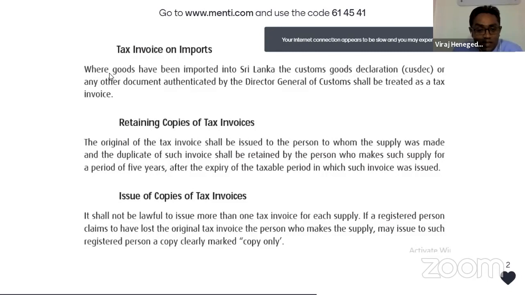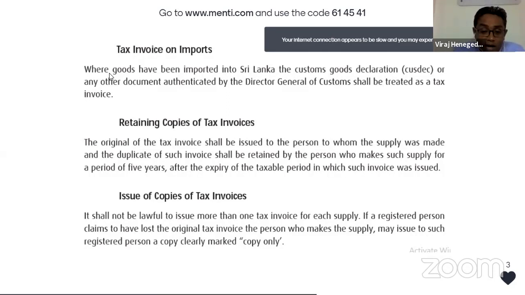Short form is CUSDEC. Now, on retaining copies of tax invoices, the original of the tax invoice shall be issued to the person to whom the supply was made, and the duplicate of such invoice shall be retained by the person who makes such supply for a period of 5 years. Again, you need to remember that all VAT related documents and invoices you need to keep for 5 years after the expiry of the taxable period in which such invoice was issued.